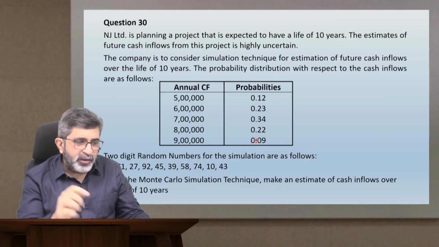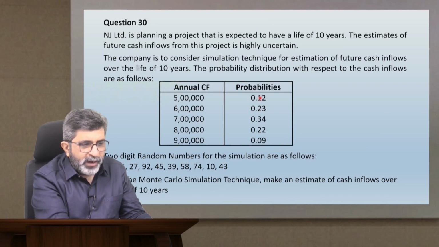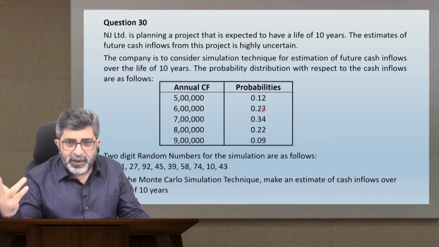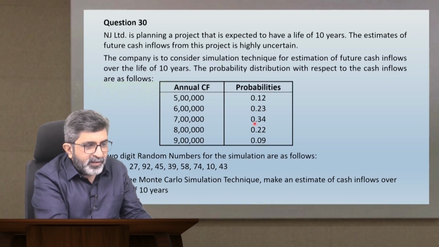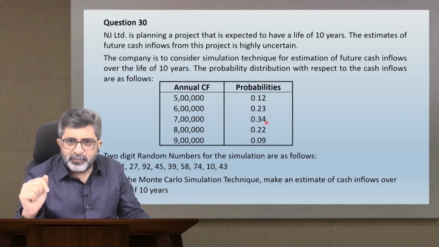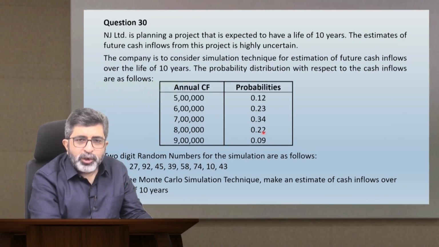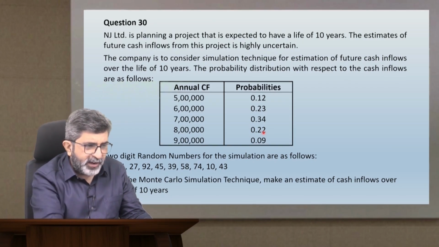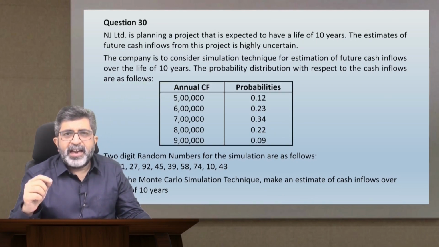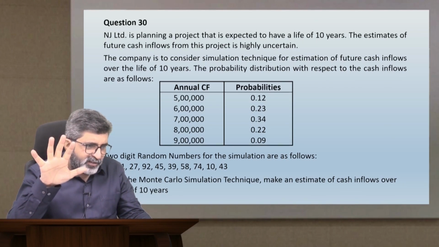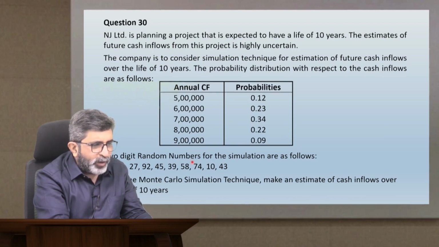just pick your calculator and take 0.12, to that you add 0.23, the cumulative values will go to what? 0.35. Then to that you add 0.34, it will become what? 0.69. Then add 0.22, it would become what? 0.91, and then 0.09 further added, it will be 1.00. So 5 lines for the 5 cash flow estimates.